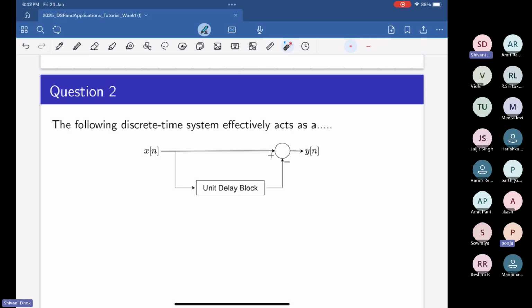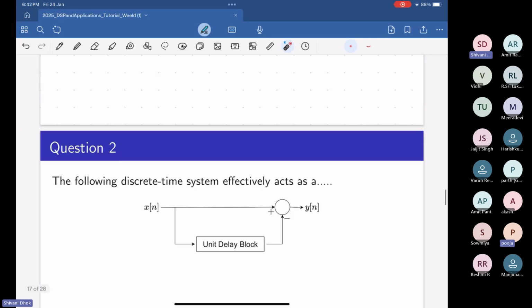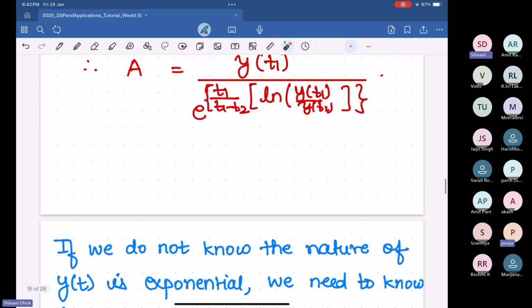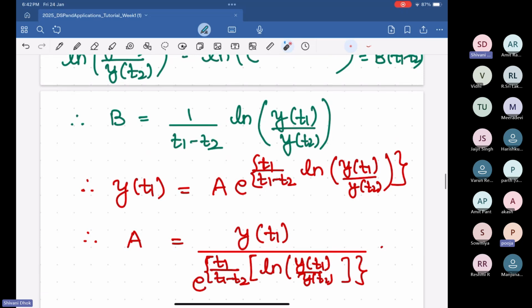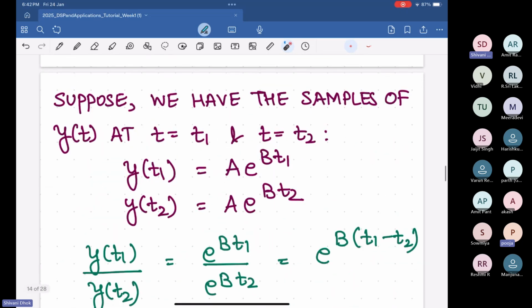Ma'am, only one sample is enough, right? If your complete equation is dependent on the constants A and B, then if we just substitute t, t1, how many ever values, you can easily derive how many samples with that, no? Because A is a multiplication factor there, A and B. So how will you find A in that case?